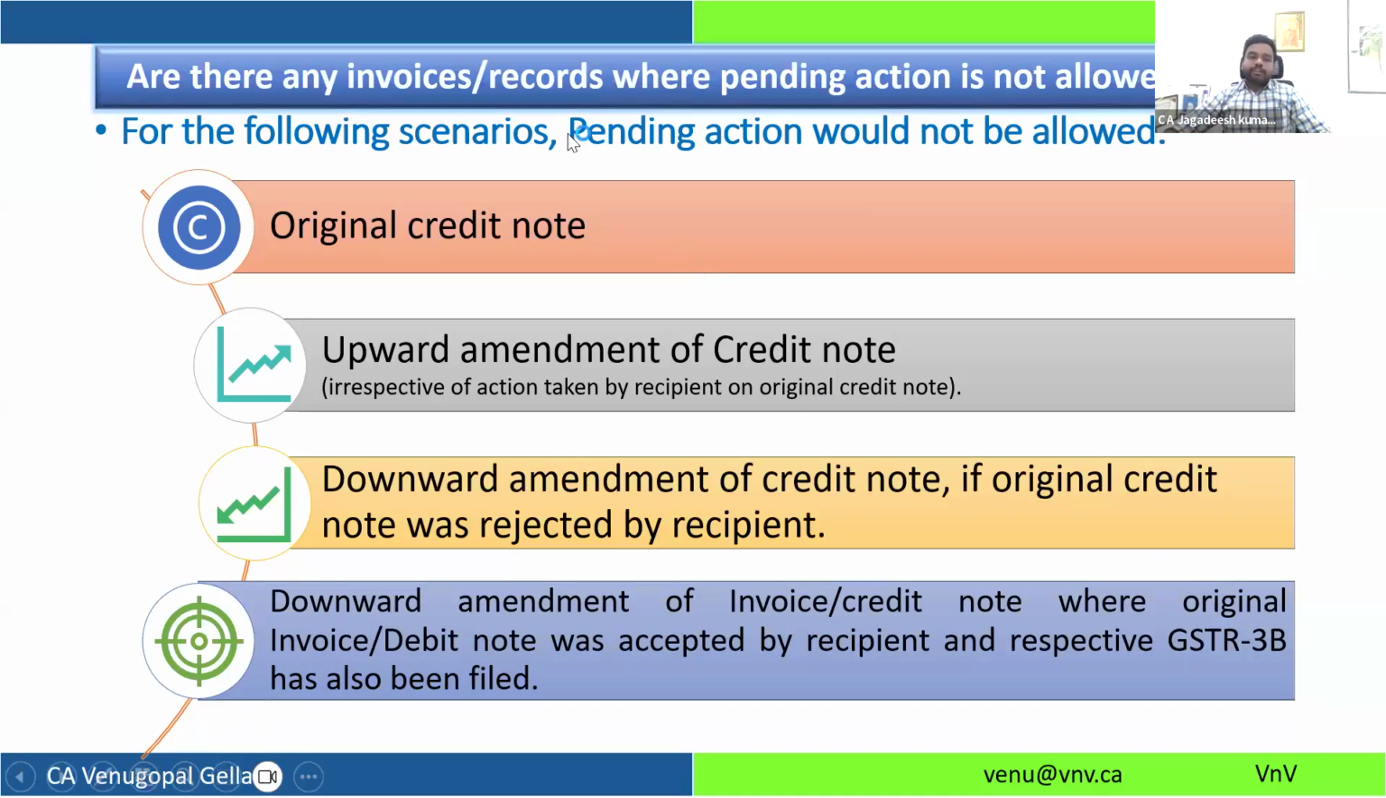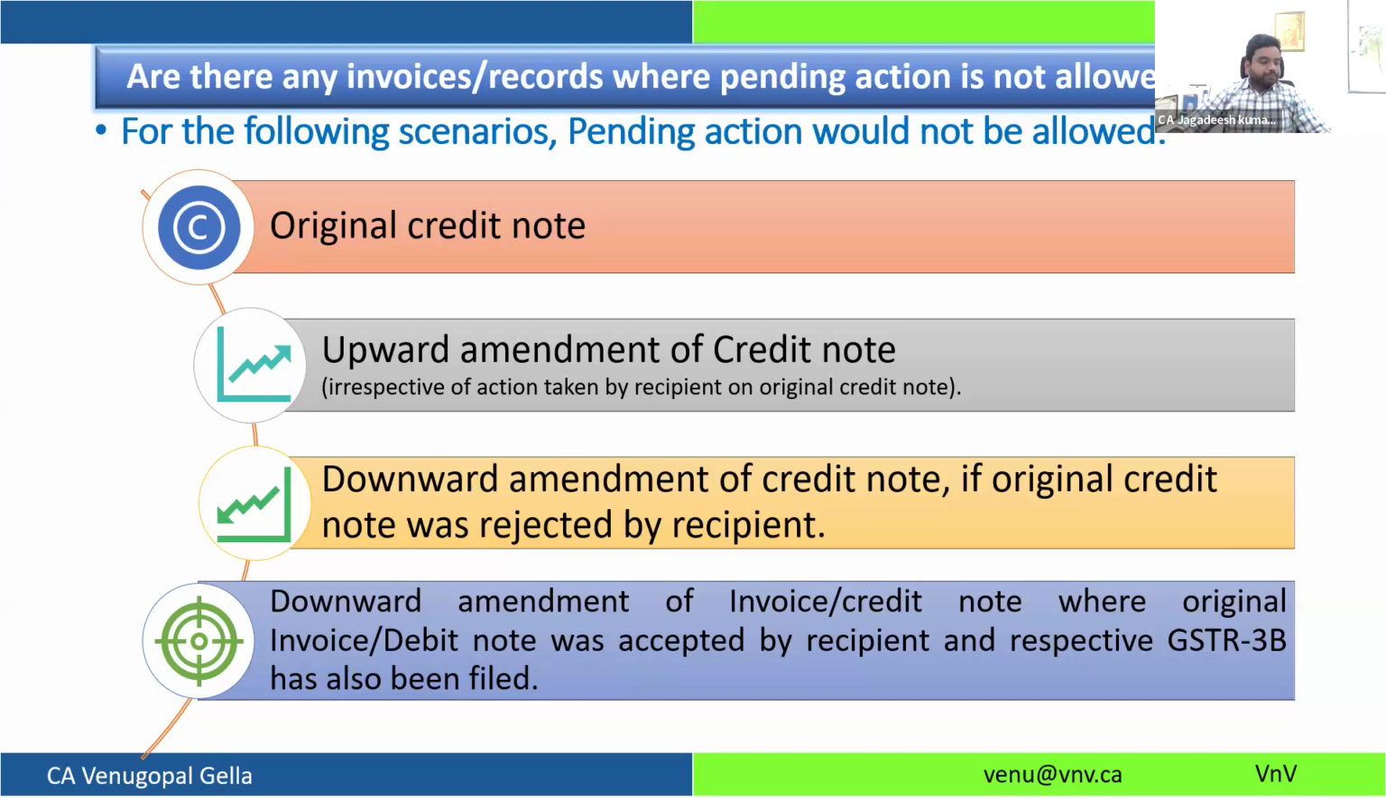Will there be any invoices where pending action is not allowed? Till now, what we have discussed, the recipient has 4 options to take an action: accept, reject, pending, no action. But there are some records where the recipient can take only 2 actions. Either he can accept it or reject it. You will not have the option of pending or no action. Either you have to accept or reject. Now we'll see what all those documents are.